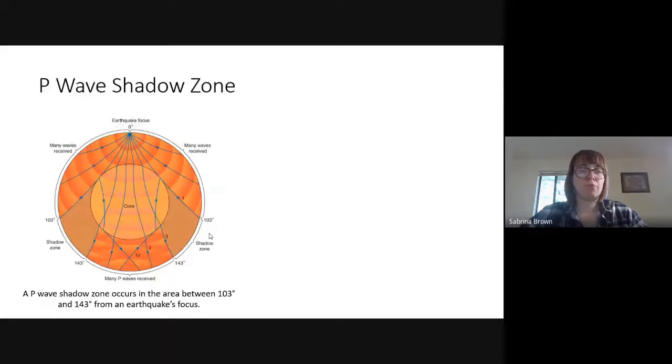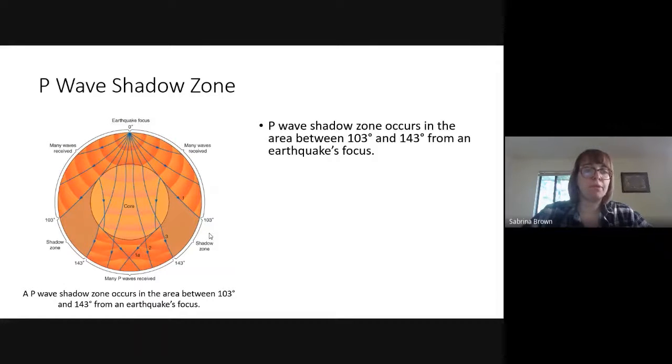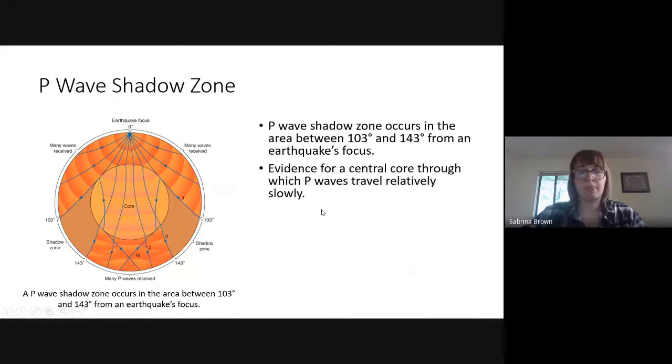And then the second piece of evidence for Earth's differentiation is from the P wave shadow zone. So our P waves, which are also body waves, also have a weird deflection happening in the center of Earth, where if you are between 103 and 143 degrees away from the earthquake, you will not receive any P waves. And this has to do with a solid central core through which P waves travel relatively slowly because it's very dense. So P waves can travel through the solid inner core, but because it's so dense, they get slowed down and deflected. And so you get this shadow zone, right?